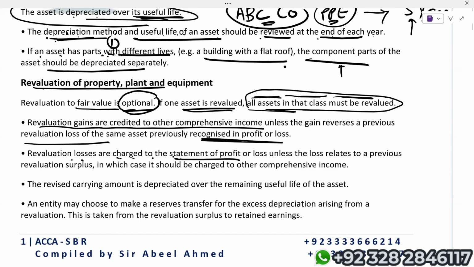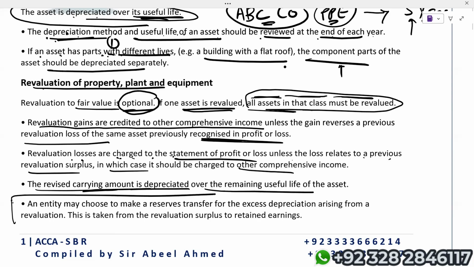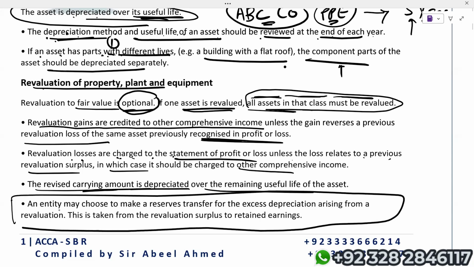Revaluation losses are charged to the statement of P&L unless the loss relates to a previous revaluation surplus, in which case it will be charged to OCI. The revised carrying amount is depreciated over the remaining useful life of the asset. Look at this. An entity may choose to make a reserve transfer for excess depreciation arising from the revaluation. This is taken from the revaluation surplus to the retained earnings. I'm going to explain this numerically, but before that, students, kindly look at this. An entity may choose. After that, whatever is written, leave that.